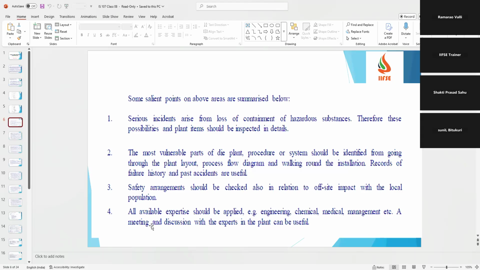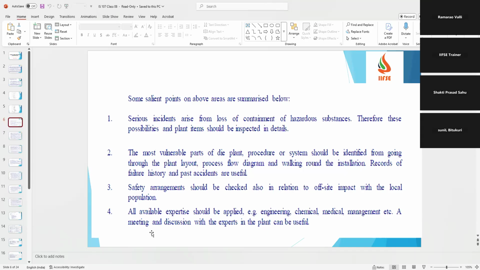Sometimes maintaining emergency medicines or some kind of first aid facility, or any extra emergency PPEs for such a population, etc. Now, all available expertise should be applied. Example: engineering, chemical, medical, management, etc. And a meeting and discussion with experts in the plant can be useful.